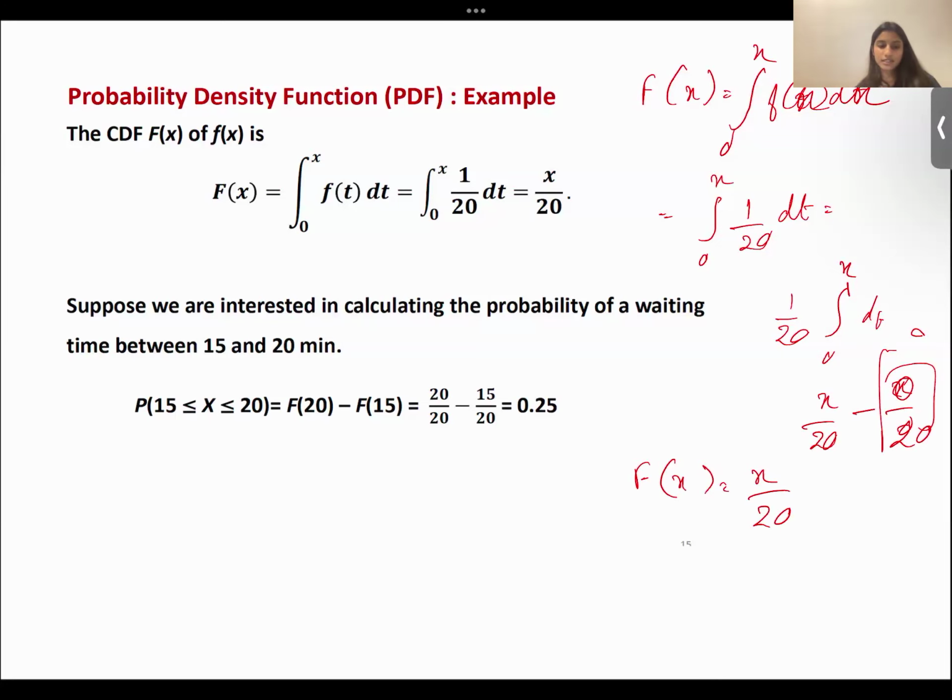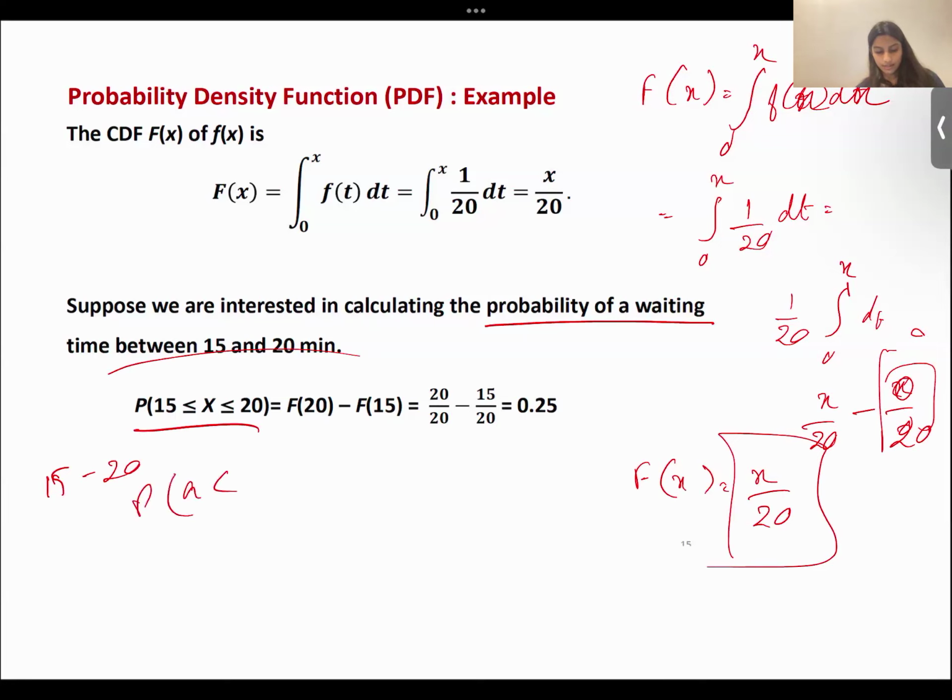So now we are interested in calculating the probability of waiting time between 15 and 20 minutes. So you could derive this from the expression that we calculated. We know that the probability of a to b is equal to F of b minus F of a.